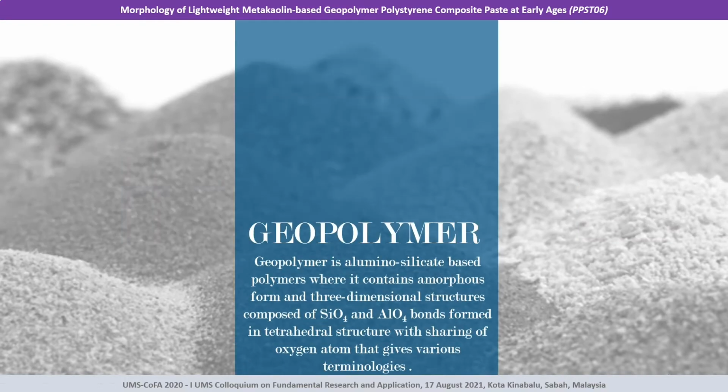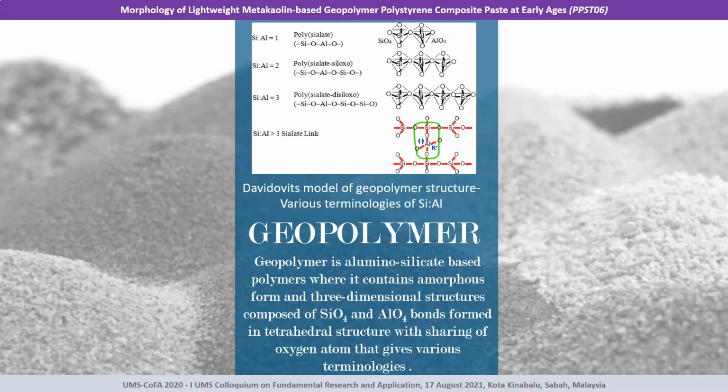Geopolymer is an aluminosilicate-based polymer that contains an amorphous form and three-dimensional structures composed of SiO4 and AlO4 bonds formed in a tetrahedral structure with sharing of oxygen atoms, which gives various terminology. If you look at the diagram of the Davidovits model of geopolymer structure, there is various terminology of silicon and aluminium, where the silicon and aluminium are bonded with the oxygen atom in a tetrahedral structure.